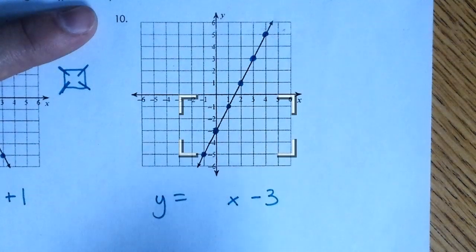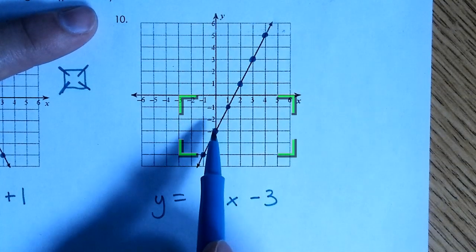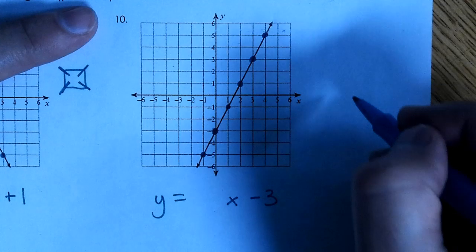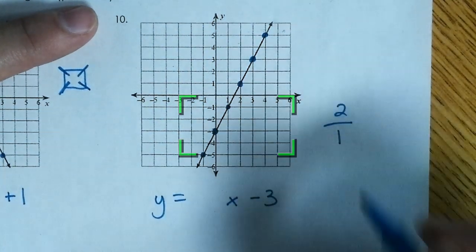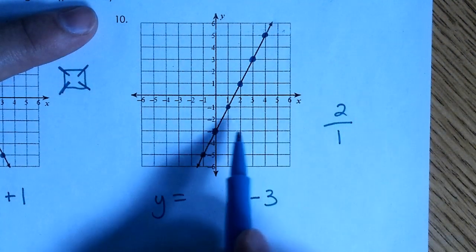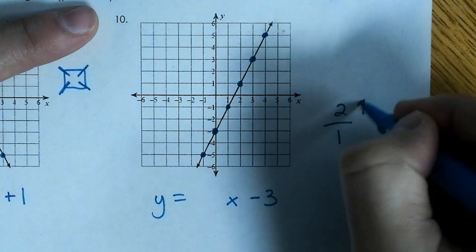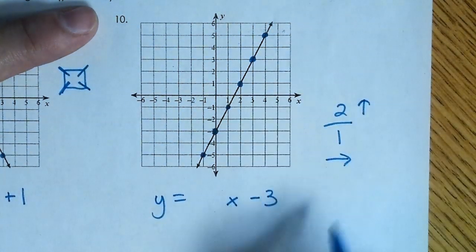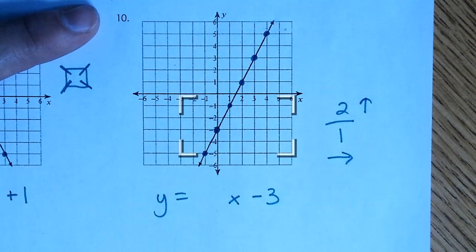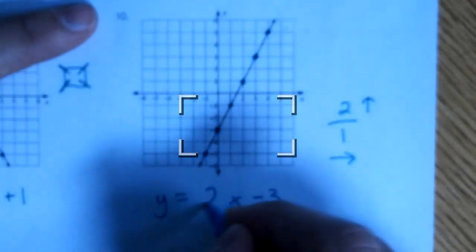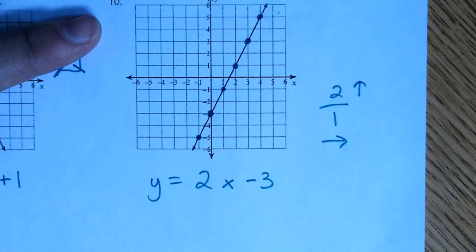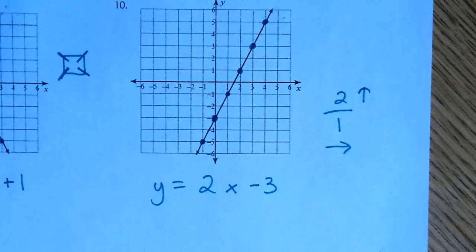So we know it's a positive slope. What did we do? We went up 2, right 1. So 2 over 1. That 2 means we went up. That 1 means we went right. What does 2 over 1 simplify to? 2. So our answer is y equals 2x minus 3.